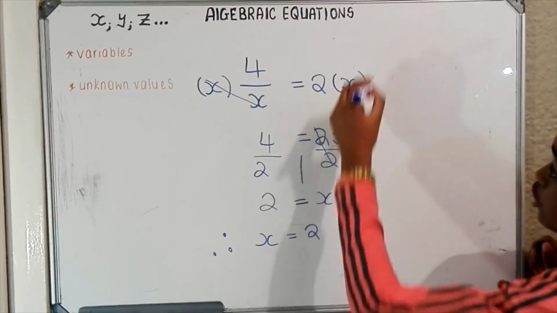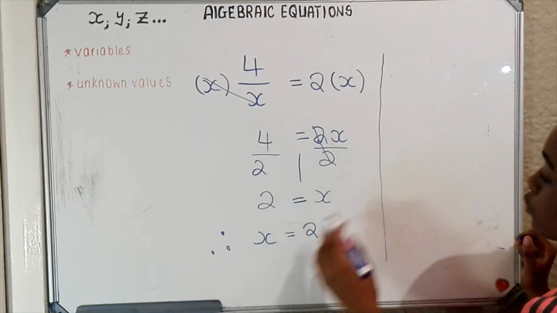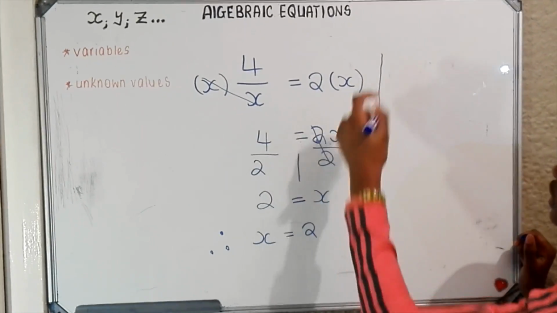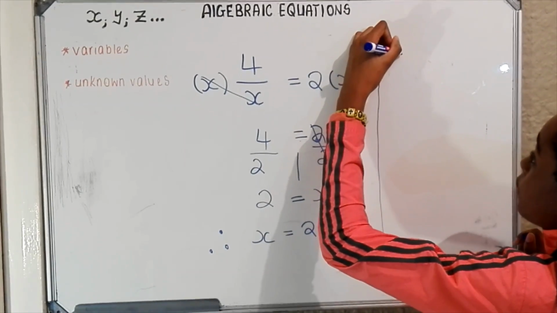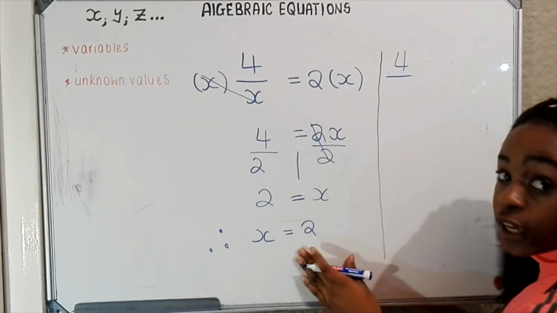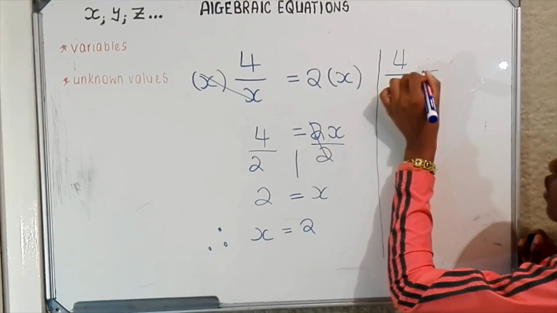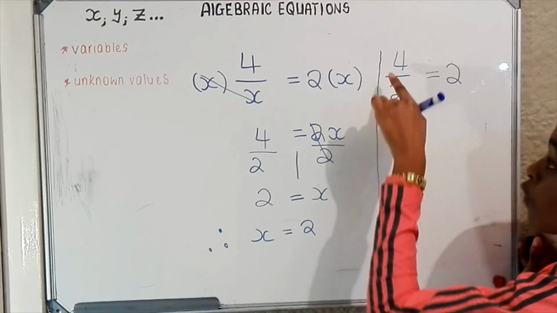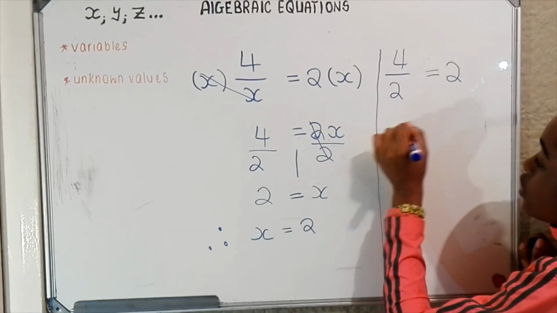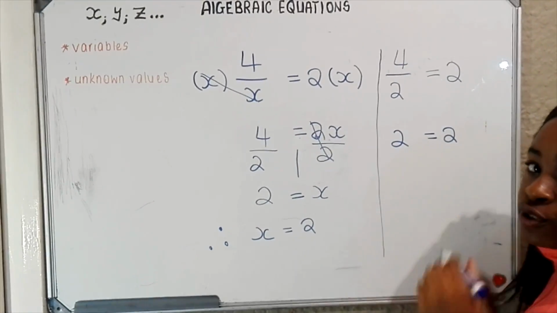Okay, so guys, you can check for this answer. So now we know that the value of x is equal to 2. We can check when the variable is over 4. So you have 4 over the value of x, which is 2. So it's 4 over 2. Must give us an answer of 2. 4 divided by 2 gives you 2. So 2 is equal to 2. So it is balanced and it is true.